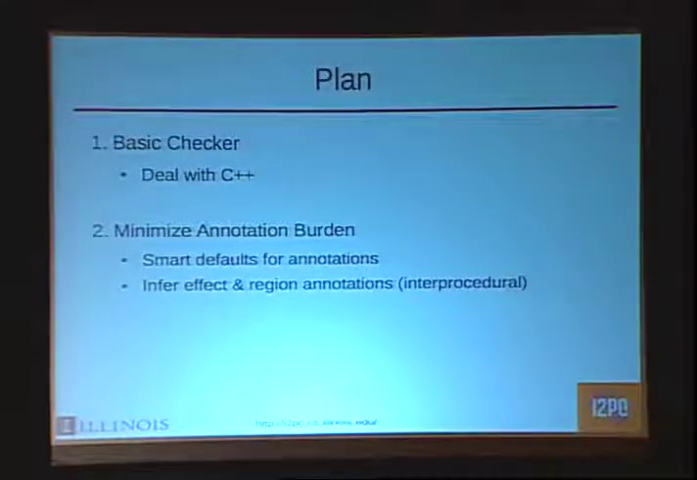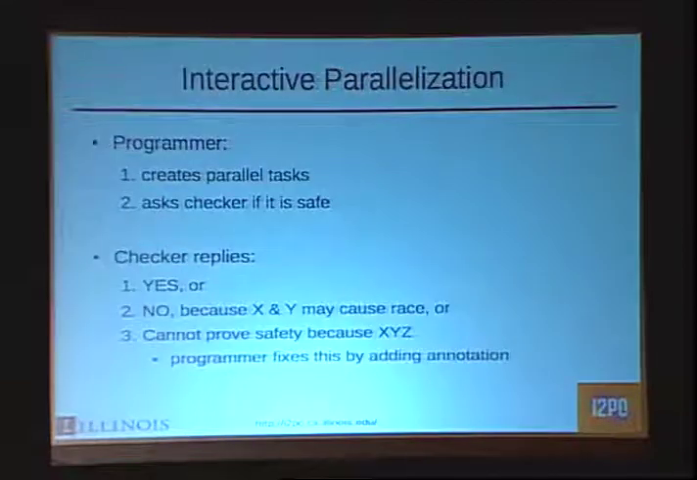So the plan is to start with a basic checker and deal with all the nice C++ mess. And then the second step would be to minimize the annotation burden through figuring out smart defaults for annotations and then also inferring effect and region annotations. This second step will be very interesting for me because it's an interesting research question. It's an interprocedural, whole program analysis, and the question there is how can you break it down to make it scale to such large code bases.